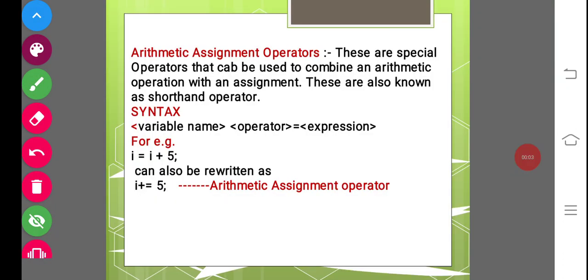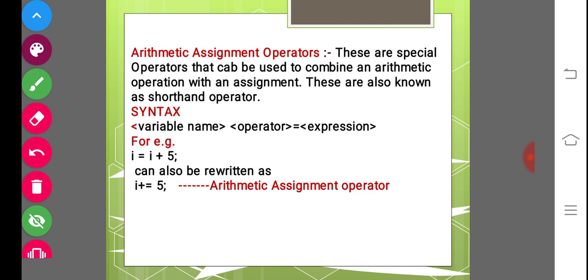Now in this slide we will be introduced to the concept of arithmetic assignment operators. The definition says that these are special operators that can be used to combine an arithmetic operation with an assignment. So we are combining arithmetic operators plus, minus, multiply, divide with the assignment operator equal to. These are also known as shorthand operators. So what is the other name of arithmetic assignment operator? Shorthand operator.